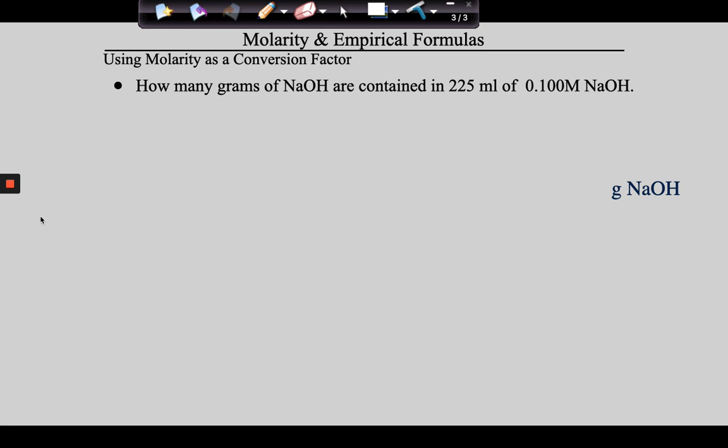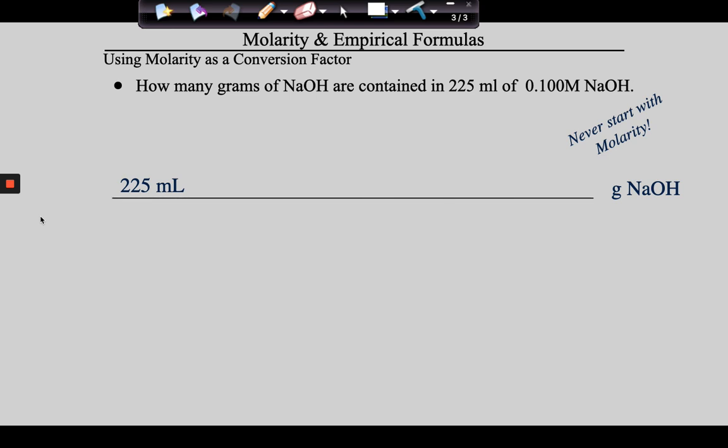Now guys, next thing we need is our starting point. Now we've got a problem because we've got 2 pieces of information. We've got a volume and we've got a molarity. Which one do we start with? Never the molarity. Guys, you may want to write that down somewhere next to these. Never start with molarity, ever. So we're going to start with the 225 milliliters. Then we draw a line, and then we're ready to go.